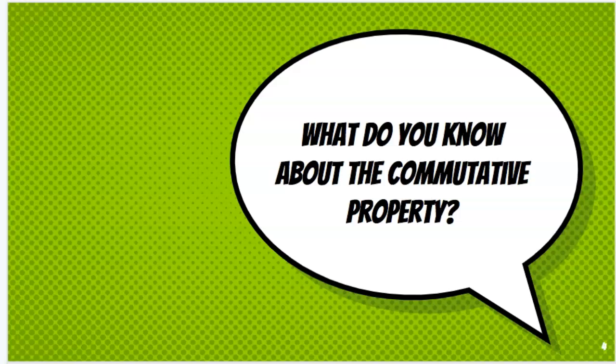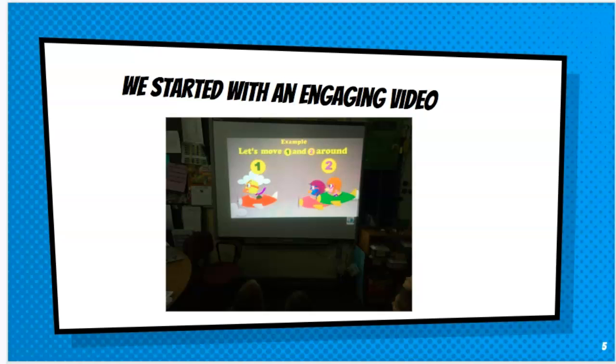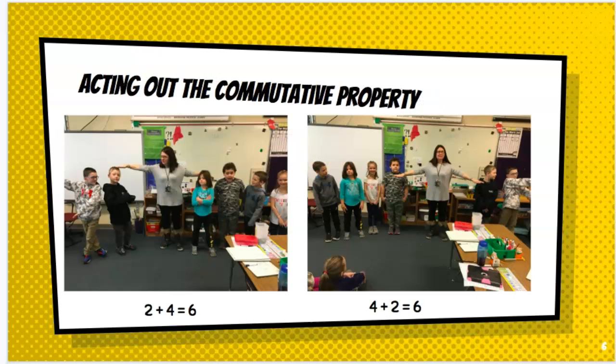We started out asking the students, what do you know about the commutative property? The room was silent. We started with an engaging video, and then we acted out the commutative property. 2 students plus 4 students equals 6 students. And then when we switch sides, 4 students plus 2 students equals 6 students.